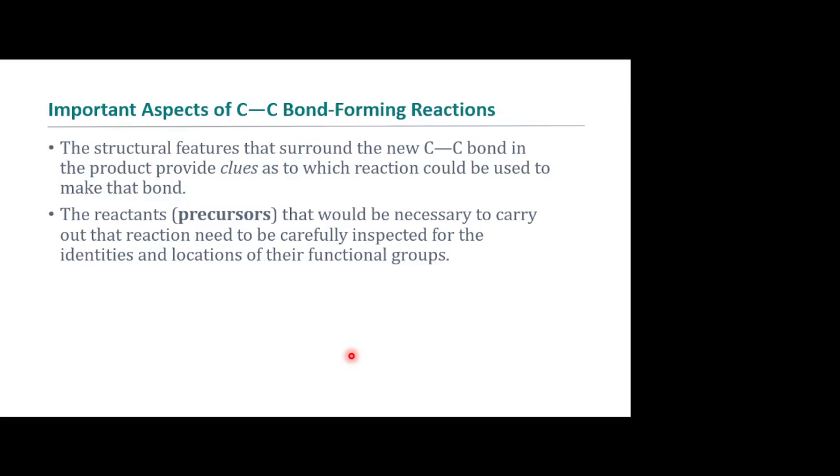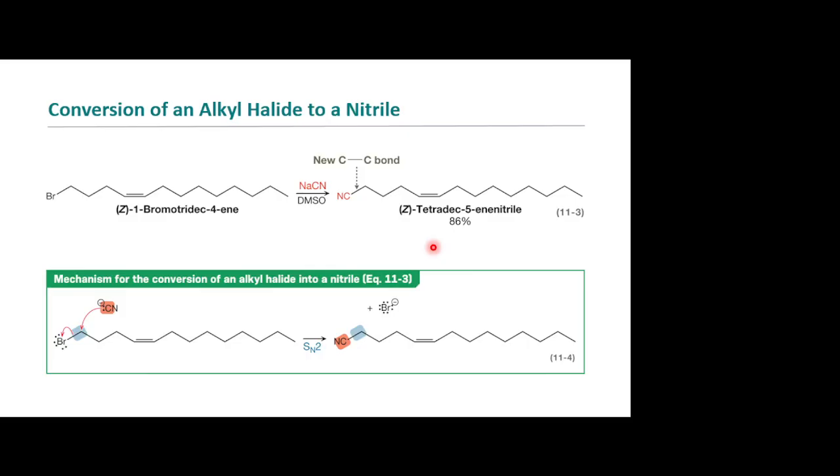All right, so let's talk about some of these important aspects. Structural features that surround the new carbon-carbon bond in the product provide clues as to what reactions can be used to make that bond. The reactants, which are going to be precursors necessary to carry out that reaction, need to be carefully inspected for the identities and locations of the functional groups. So one of the things you have to be very careful about: would this work well if I had another bromide over here? Would I just get my product? No, I'd be in trouble.